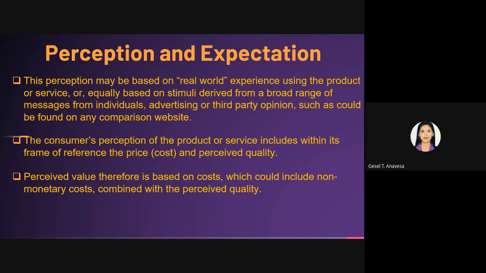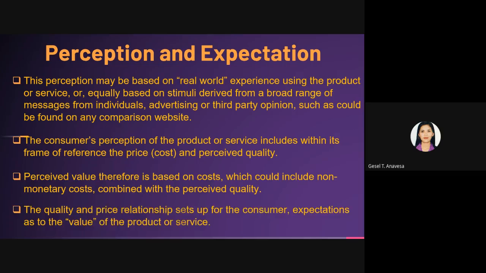Perception is not always based on objective evidence, but on the imaginary that is used to try and position products and services. So the quality and price relationship sets up for the consumer expectations as to the value of the product and services. So if the cost in relation to the perceived quality are seen to be outside an acceptable range, then the product or services will be rejected.